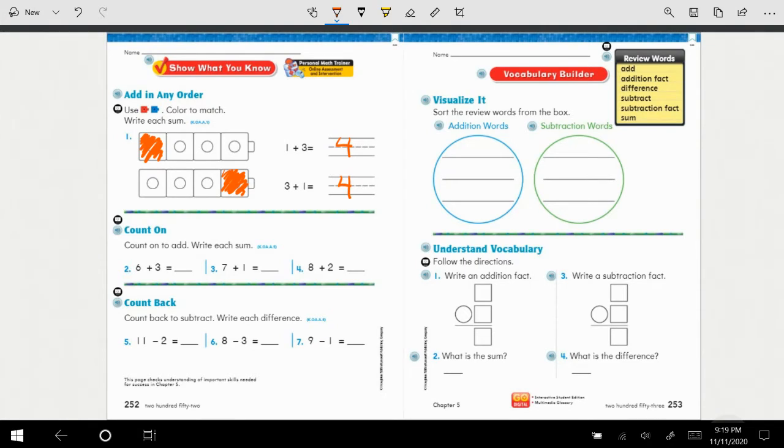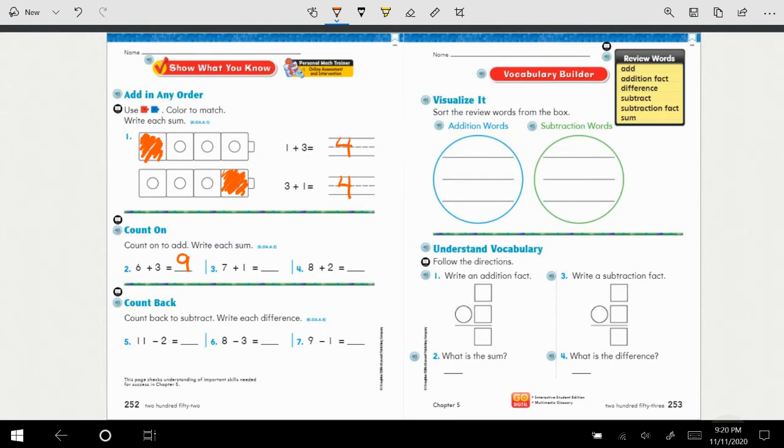Number 2, okay, we're counting on, which means we're going to count forward. We're getting bigger, we're putting the parts together. So we have 6 plus 3, 6 in the box, 3 outside, 6 in the box, 3 outside, 6 in the box, 3 outside, count on, 6, 7, 8, 9. So 6 plus 3 is 9.